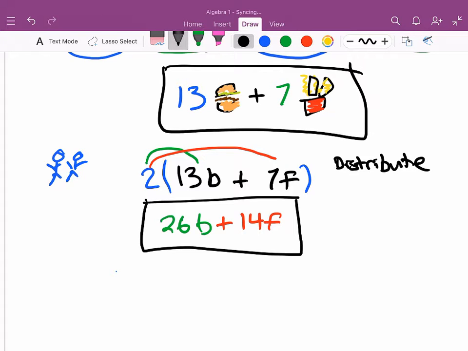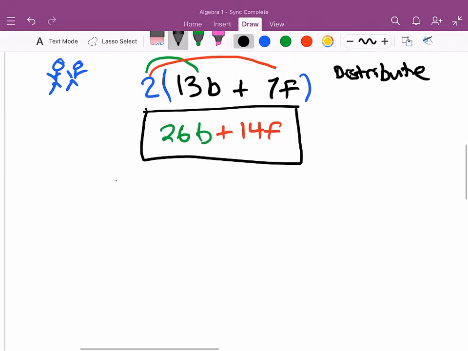So even from the parentheses, the orders, okay? In this case, we distributed, we combined like terms from the first part of the example, but that's our simplified form, all right? The chef in the back is going to cook 26 burgers, 14 french fries, all right? Not going to make 2 separate orders, 13 here, 7 here, and so on, all right?